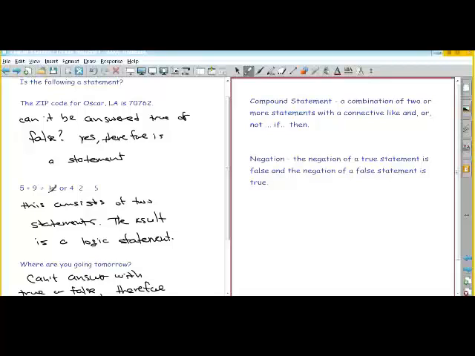You could say, if it's Saturday, then I'm going to the movies. If-thens don't have to be compound statements.